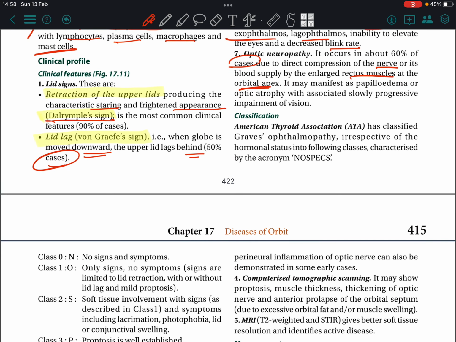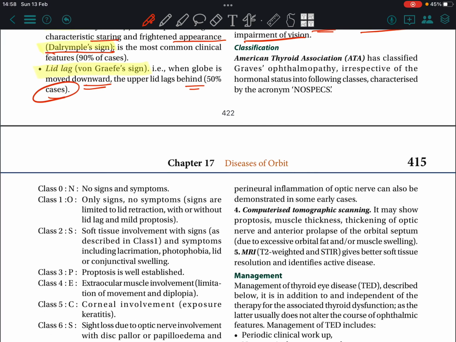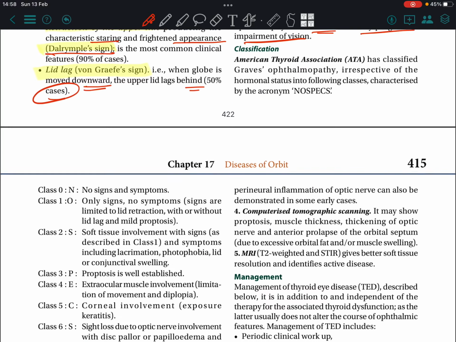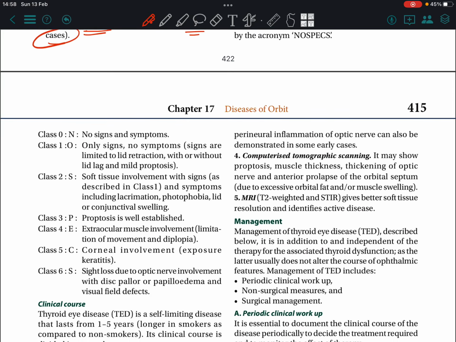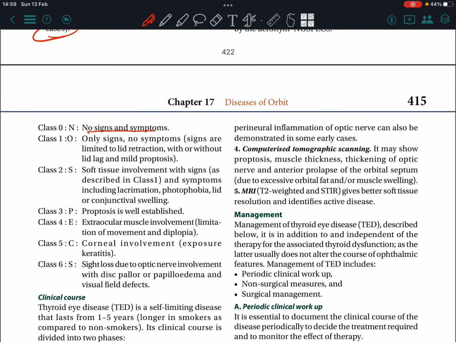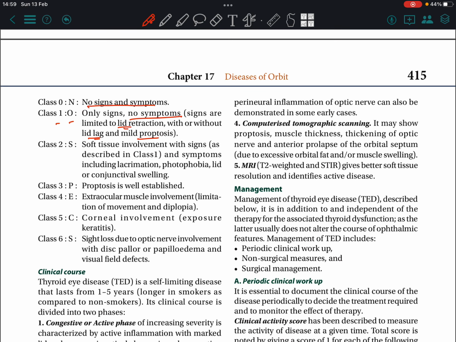It may manifest as papilloedema or optic atrophy with associated slowly progressive impairment of vision. Classification: it is classified by the American Thyroid Association with the acronym NO SPECS. Class 0 N, no signs and symptoms. Class 1 O, only signs, no symptoms. Signs are limited to lid retraction with or without lid lag and mild proptosis.